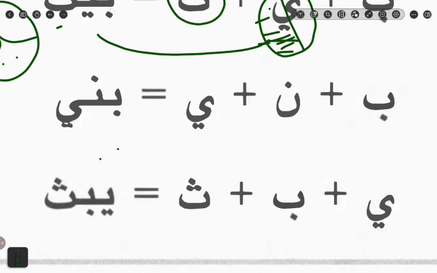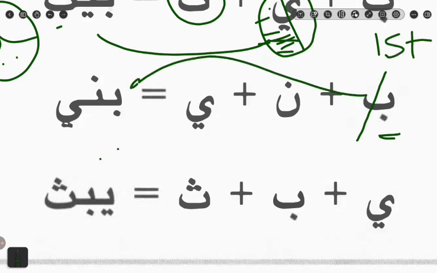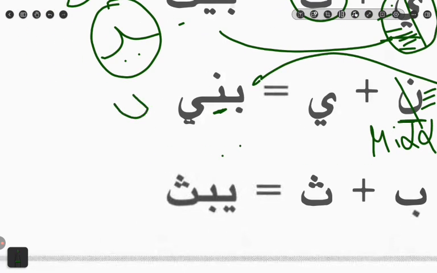Here we have ba plus noon plus ya. Ba, we're gonna chop it because it is the first letter and write it in this way. Noon is a middle letter, so we're gonna also chop it and take only this part, so it will be written in this shape, bana. Okay, and then ya is the last one, so we don't have to chop it, we will put it in its normal full shape.